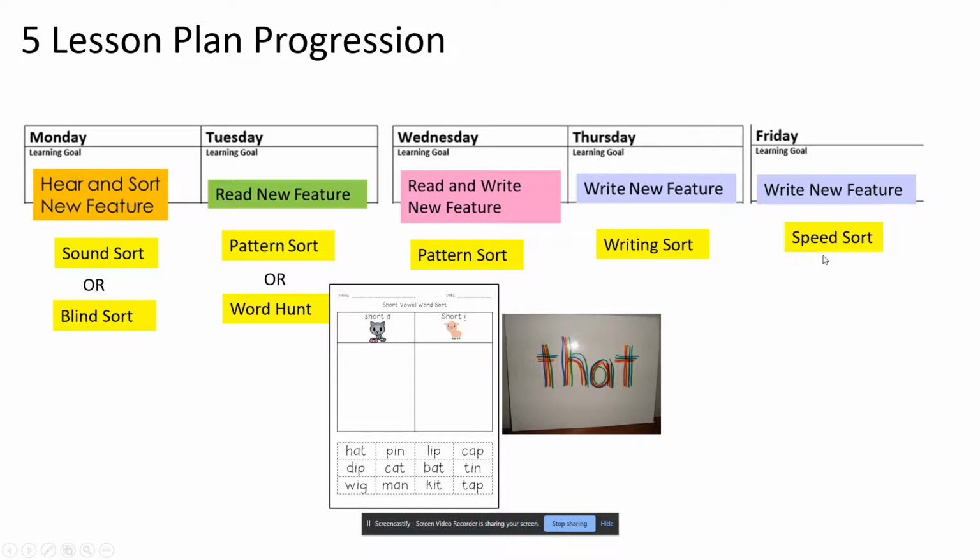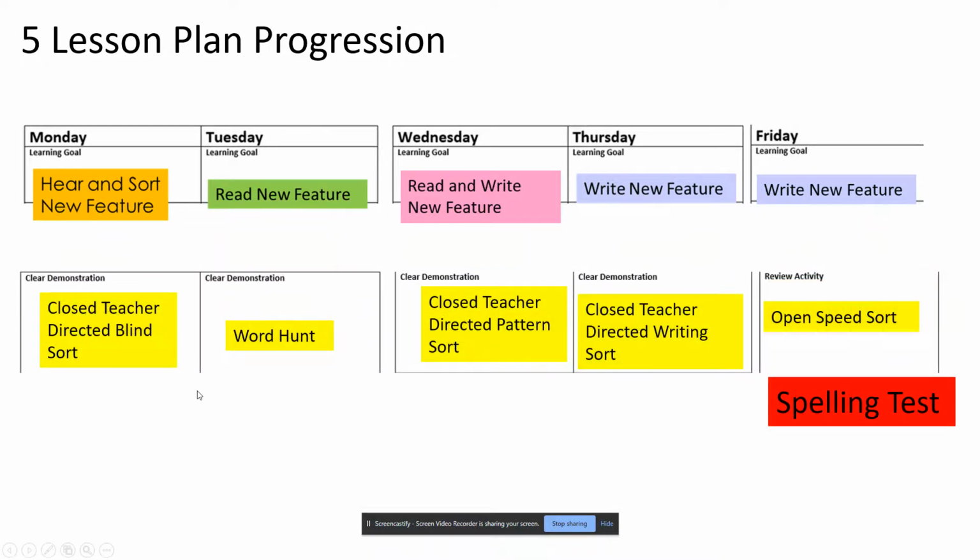Certainly, you would never put the speed sort as the first thing you're doing on Monday, right? It would be very frustrating for kids to be pressured to do it quickly. And then Friday, we know we're going to give them the spelling test. So in this next step, what you're doing is you're finding which sorts will help you accomplish or clearly demonstrate this goal. So on your block plan, you're filling in the clear demonstration.